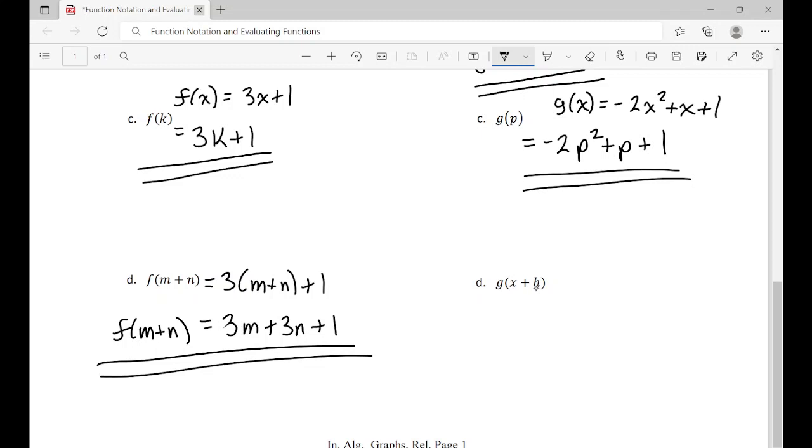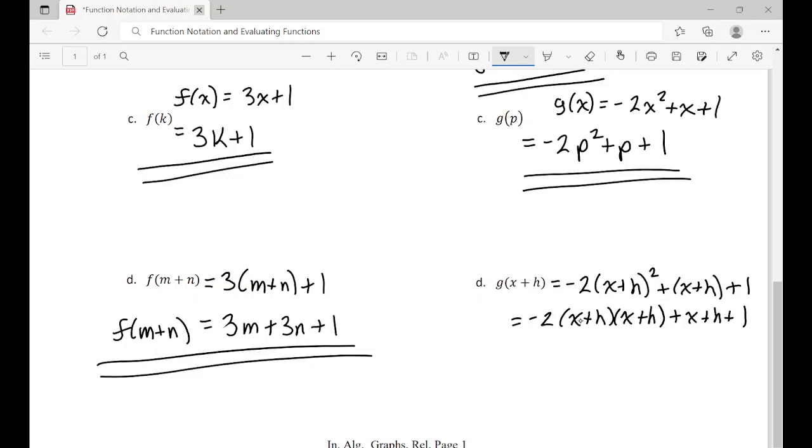Last, g of x plus h. There's an x in there, so it makes it weird, but it's okay, because we're just going to follow the exact same rules. Whatever's inside the parentheses is going to replace all the x's. So we're going to get negative 2 times (x plus h) squared plus (x plus h) plus 1. And now we know that (x plus h) squared is just (x plus h)(x plus h). And then we don't need the parentheses here, so we can say plus x plus h plus 1.